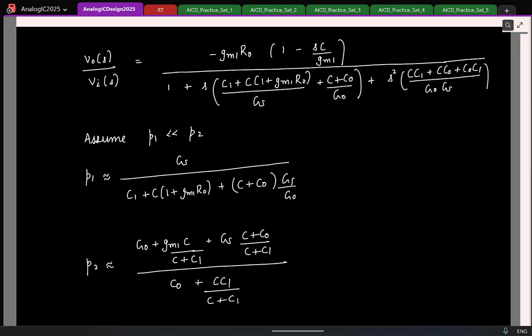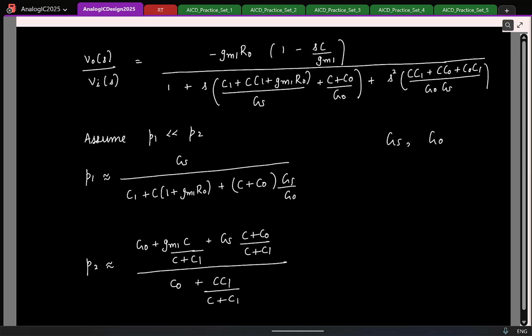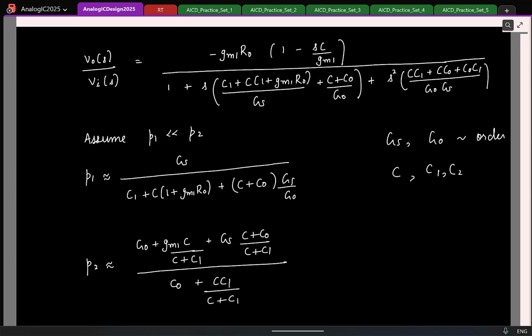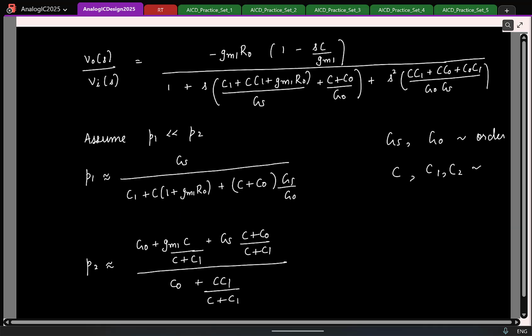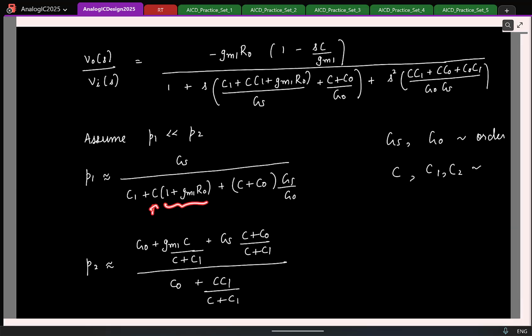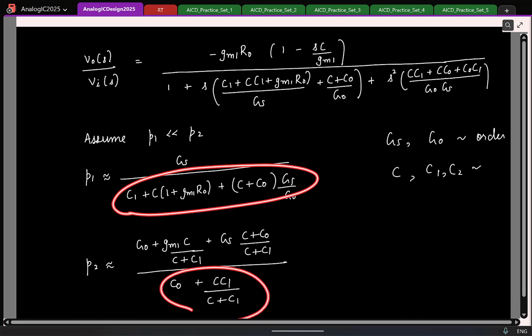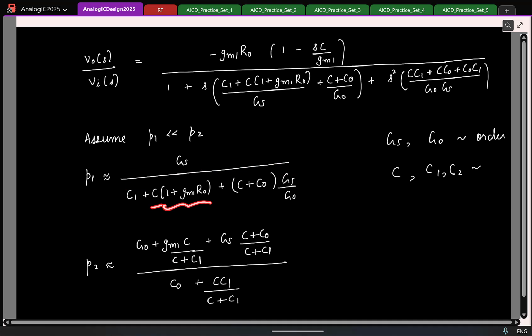Let's check it. For example, let's assume that all the conductances are of similar order, and I'll assume all the capacitors C, C1, C2 are of the same value. Let's look at the denominator here. For the denominator, I have C into 1 plus GM R0, right? GM R0 is the gain of the common source amplifier. So here I have C into gain of the transistor. Here I have just C. So which of the two denominators will be larger? P1's denominator or P2's? P1, because here I have a capacitance multiplied by a gain.